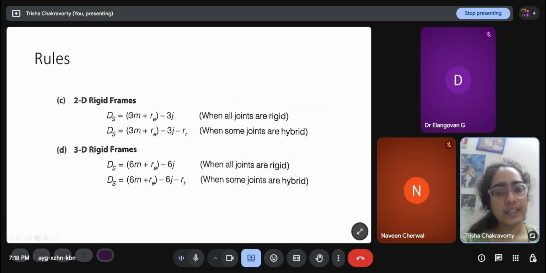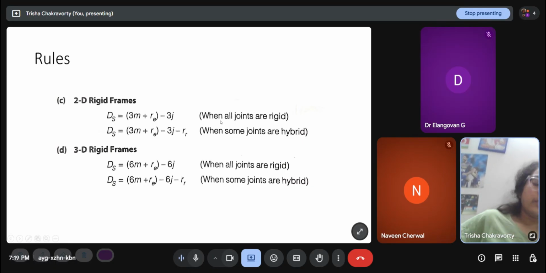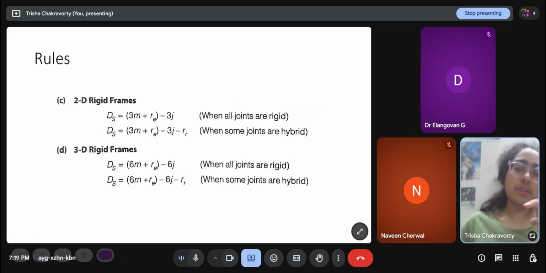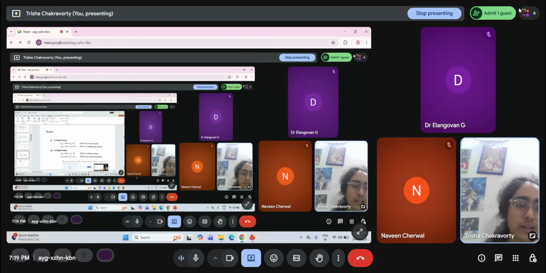So why do these threes come? These threes come because for every member there are three unknowns: a bending moment, a shear force, and an axial force. And 3j because at every joint you have three independent reactions, three independent equations. One is sigma fx equal to 0, one is sigma fy equal to 0, one is sigma mz equal to 0.